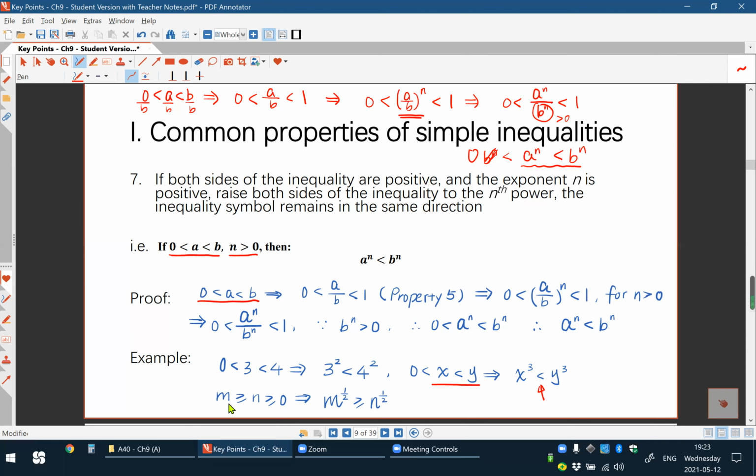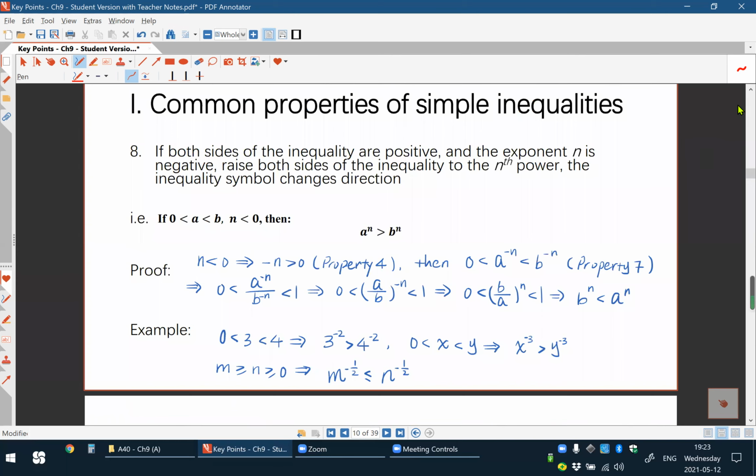Okay, and for another example, if we know that m is greater than or equal to n, which is greater than or equal to 0, that means both m and n are non-negative, right? And we raise them to the 1/2 power. Then we know that m to the 1/2 is greater than or equal to n to the 1/2, right? Okay, any questions? No? All right, let's see the next property.